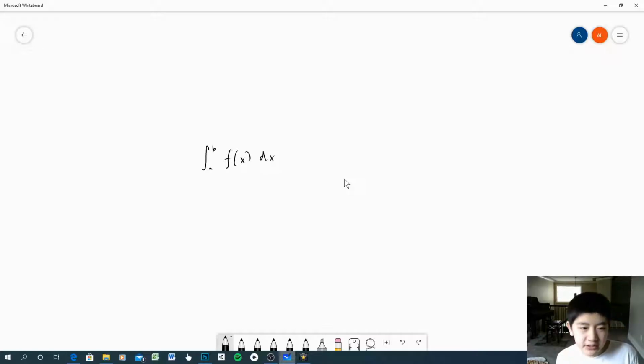Indefinite integrals look like this, f(x) dx. Now we can notice that one thing is missing from the indefinite integral that the definite integral has. It's these upper and lower bounds. But without these lower and upper bounds, we're not going to get an answer.